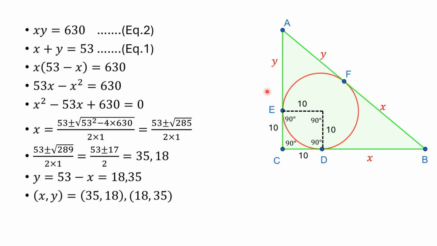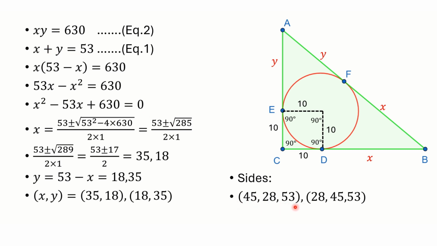Once I know x and y, I can calculate the side lengths. What is AC? This is y plus 10. And what is BC? That is x plus 10. And what is AB? That is x plus y. So we can now calculate the side lengths. This will be 35 plus 10, that is 45, and this will be 18 plus 10, that is 28, and AB will be x plus y, which is 53.